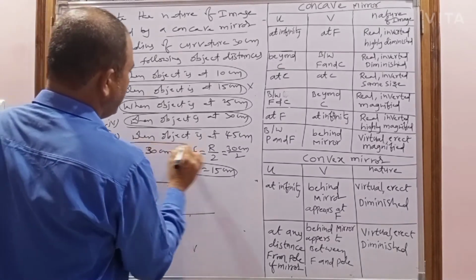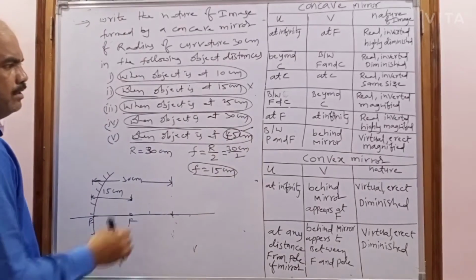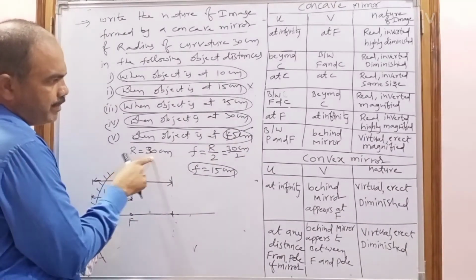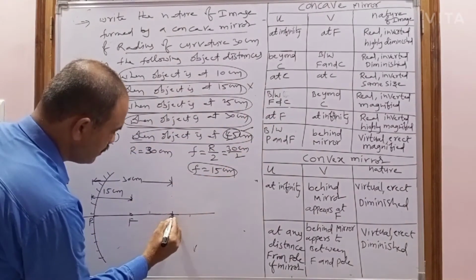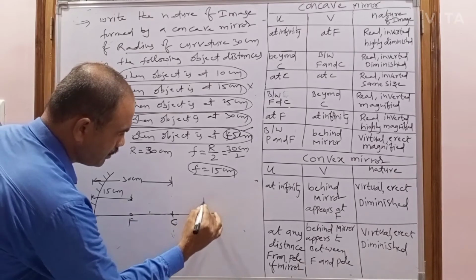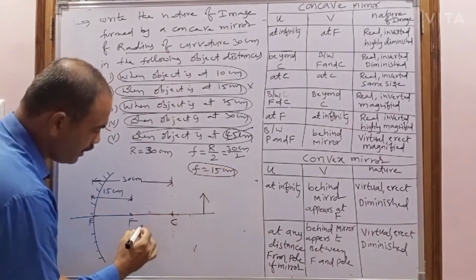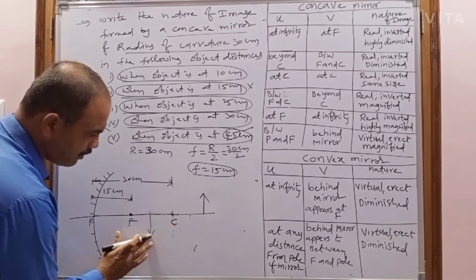So when the object is at 45, the center of curvature is at 30 centimeter, but the object is at 45, and nothing but the object will be beyond C. So this is the C. So now the object will be beyond C. When the object is beyond C, where is the image formed? The image will be formed between focus and center of curvature.